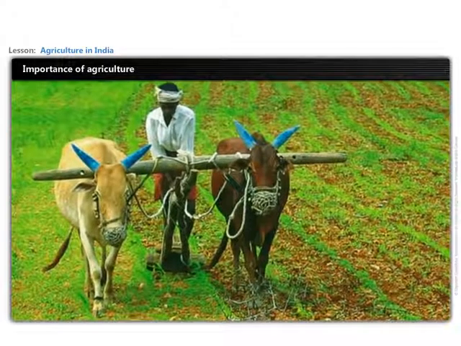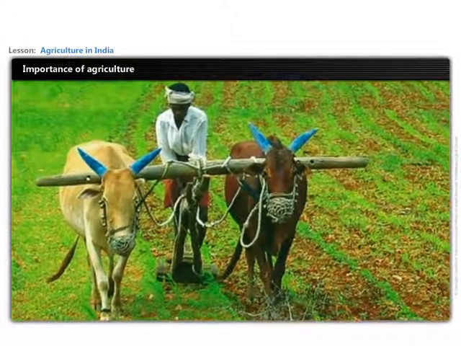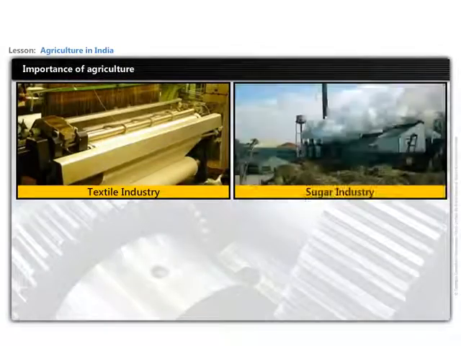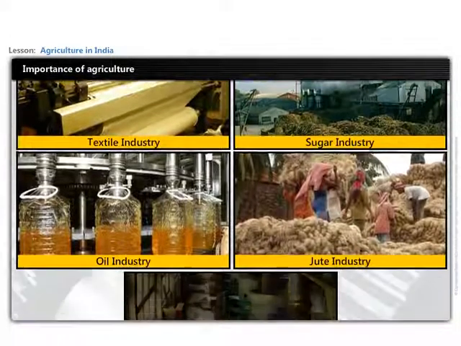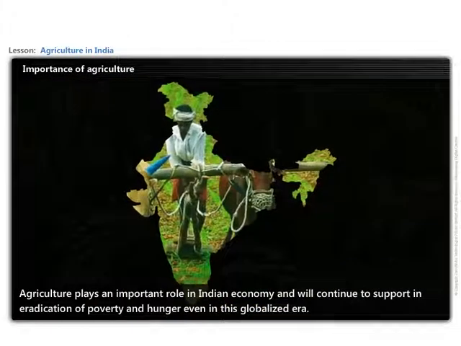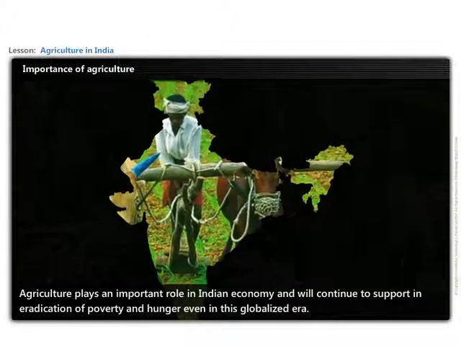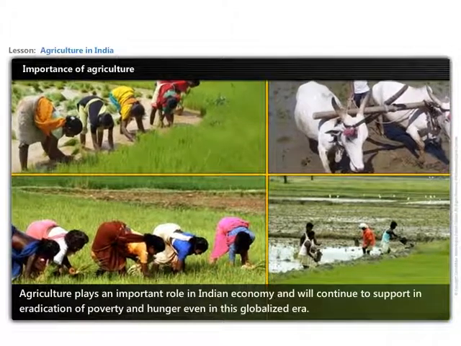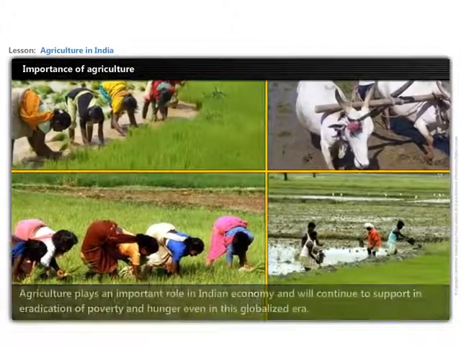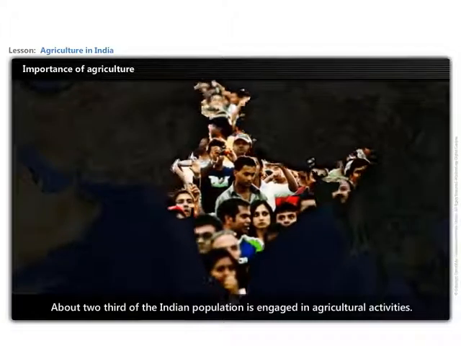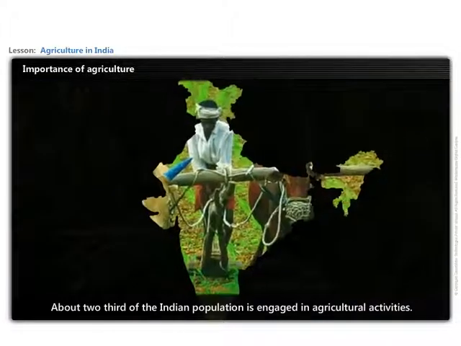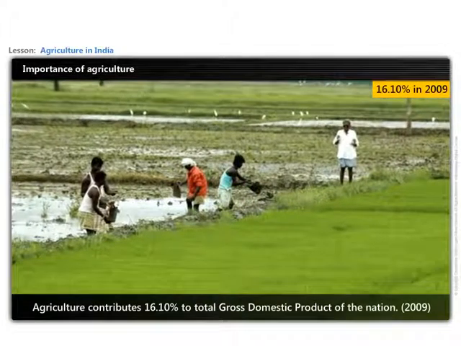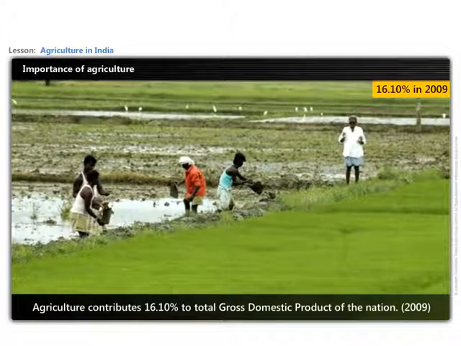Thus, agriculture not only provides food but also provides raw materials for manufacturing industries like textiles, sugar, vegetable oil, jute, tea, etc. Agriculture plays an important role in Indian economy and will continue to support the eradication of poverty and hunger even in this globalized era. About 2/3 of the Indian population is engaged in agricultural activities. Agriculture contributes 16.10% to the total gross domestic product of the nation.